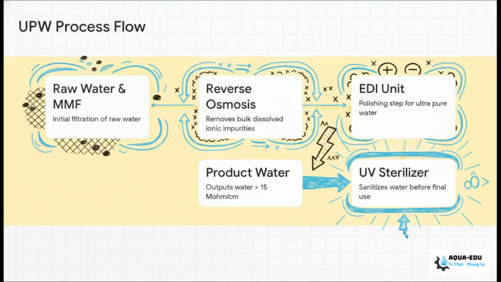Water comes in, passes through your multimedia filters, hits the reverse osmosis unit, and then enters our main focus area for today, electroionization, or EDI. Notice how EDI sits right there as the absolutely critical polishing step right before UV sterilization. It is heavily relied upon to deliver that pristine product water, typically pushing greater than 15 megaohms per centimeter. Basically, if this step fails, the whole plant's output fails.